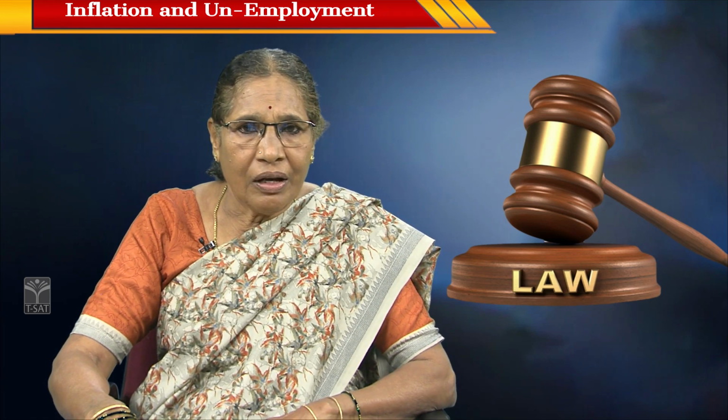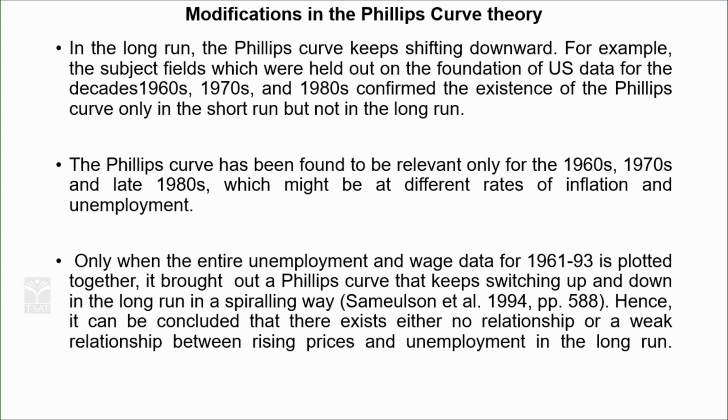For example, the further economists took studies held on the foundation of US data for the decades from 1960 onwards. The 1960s, 1970s and 1980s confirmed the existence of the Phillips curve only in the short period, but it does not apply in the long run. The Phillips curve was found to be relevant only if we take the 1960s as one independent period, or maybe a few years into account.